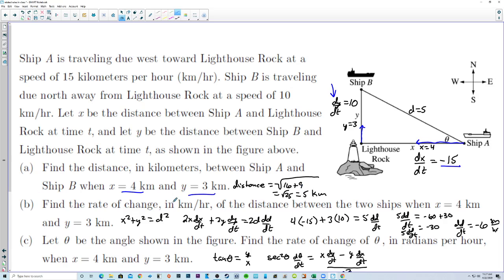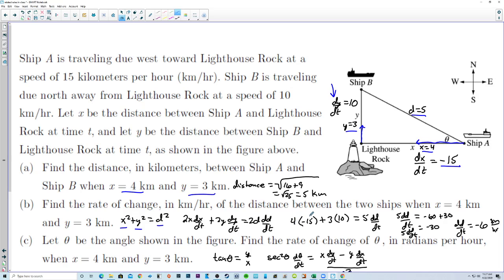B, find the rate of change, in kilometers per hour, of the distance between the two ships when x is 4 and y is 3. So we have x² plus y² equals, let's say, distance squared. Well, we know that x is 4, y is 3, d is 5. We know dx/dt, and we know dy/dt. So let's take the derivative with respect to t. We get the following. You can read this. Since they all have a 2, we can ignore the 2, or divide each side by 2, I suppose.